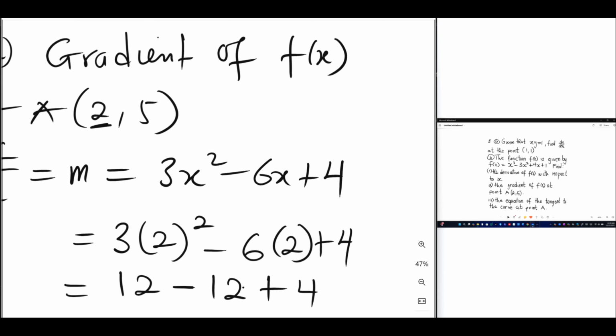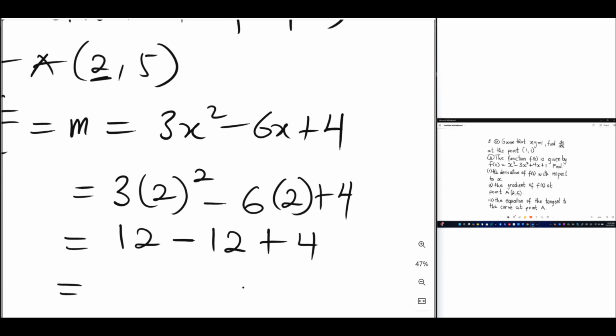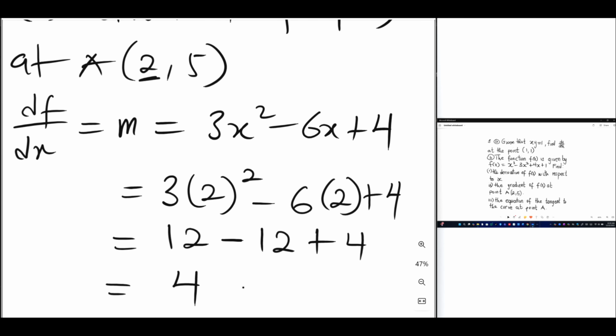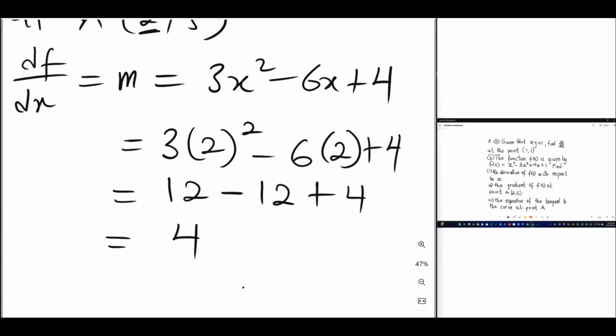Plus 4. And you get a result to be negative 12. Minus 12 will give us 0, plus 4 will give us 4. Okay, so this becomes our gradient. So the gradient of the function f of x is 4 at the point A. So at A, this is the gradient of the function at point A.